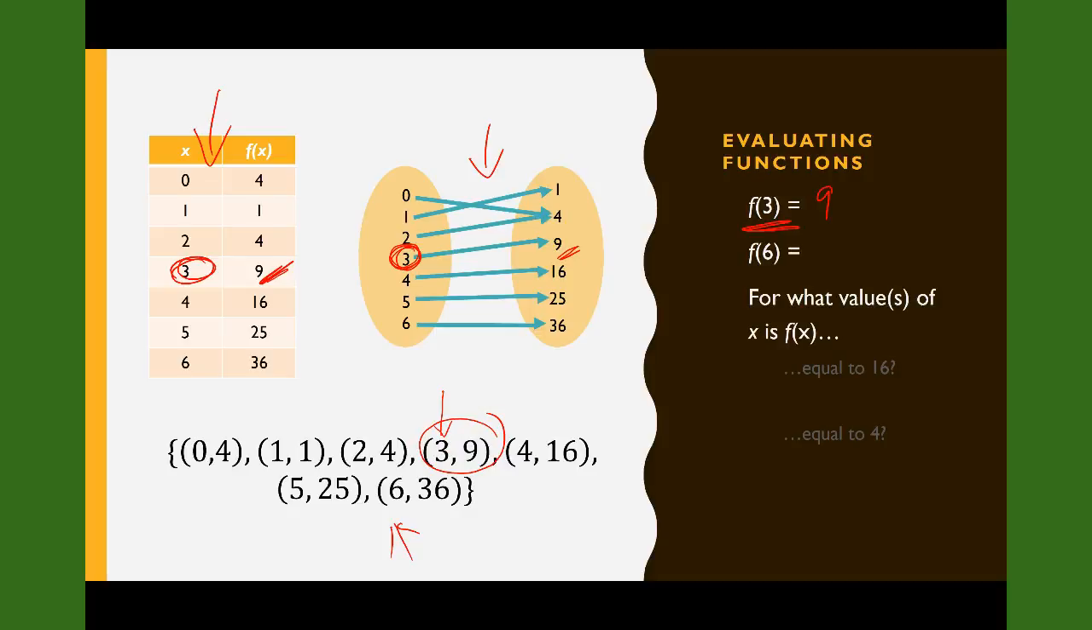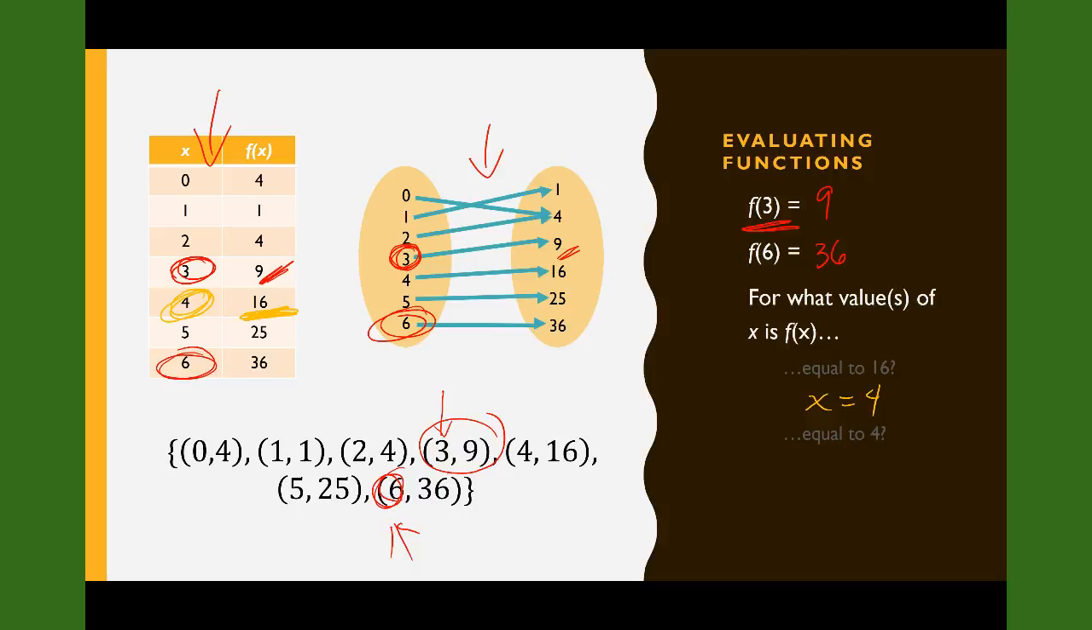Now similarly, f of 6, if you do the same thing, here's 6 and here's 6. You will see that f of 6 is equal to 36. Now let's do it differently. We are asked, for what value or values of x is f of x equal to 16? In this case, we are given the output, f of x equals 16, and we need to know the input. So when is the output 16? You can see here 16, and thus the value of x that would work is 4. So in this one, x equals 4.